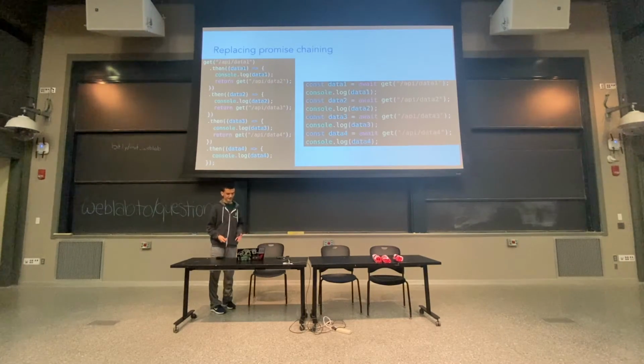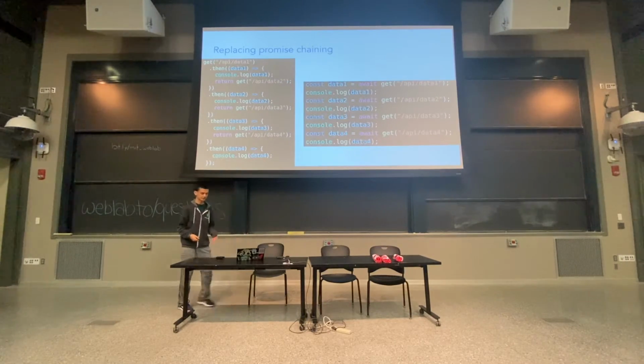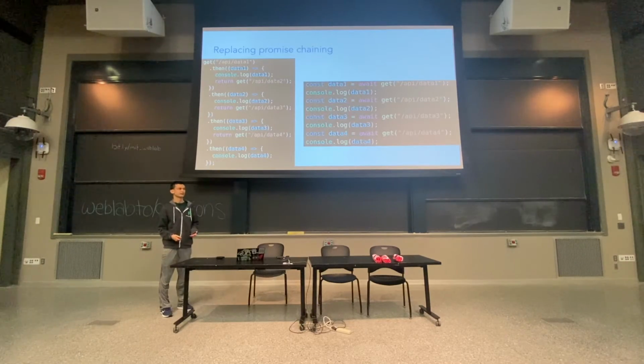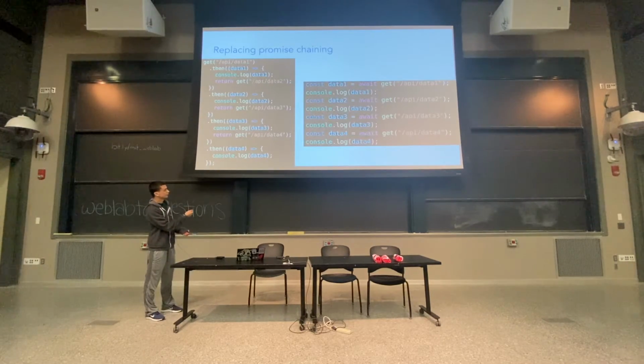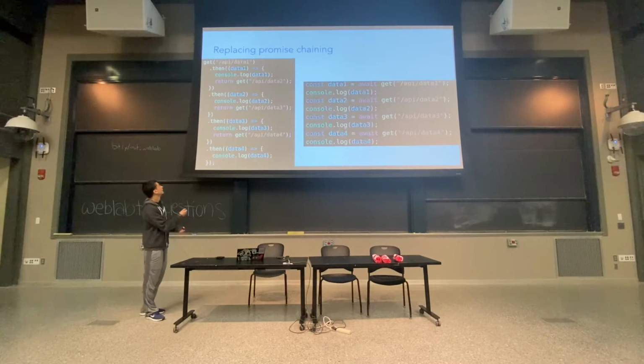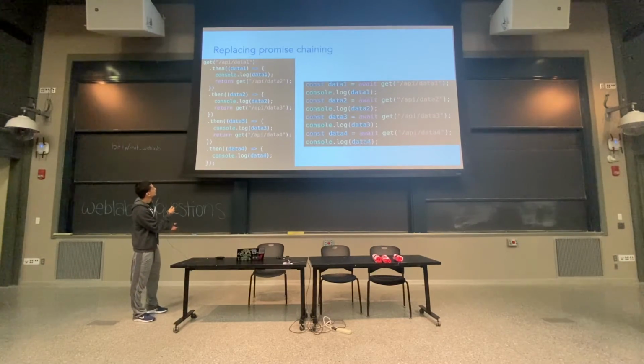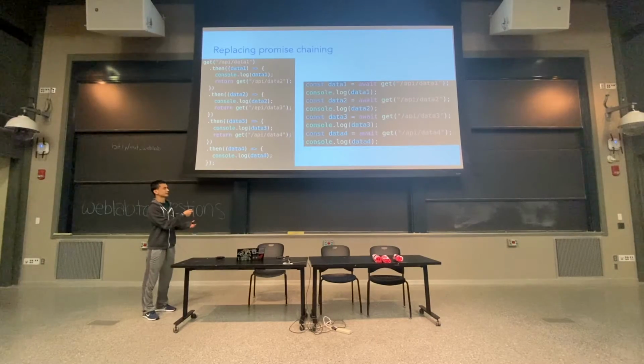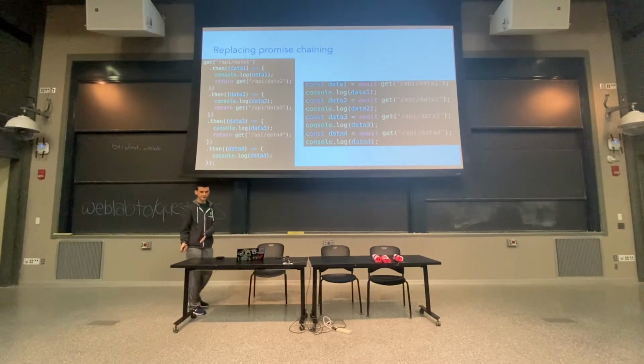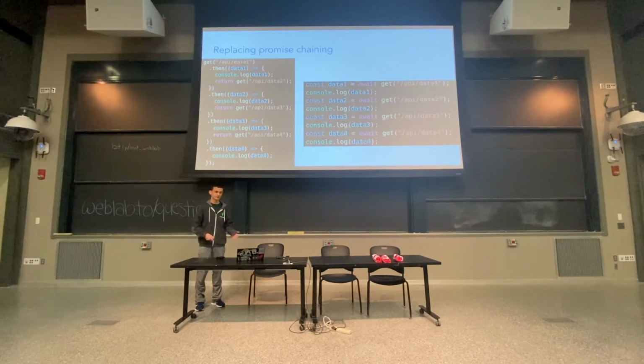And this is very powerful because you can replace the promise chaining things with just a bunch of awaits. So these are basically equivalent snippets of code where you take any chain of promises and you reduce it to a bunch of awaits. So first I'm going to wait for the first get request to finish, wait for the second request to finish, wait for the third, and wait for the fourth.